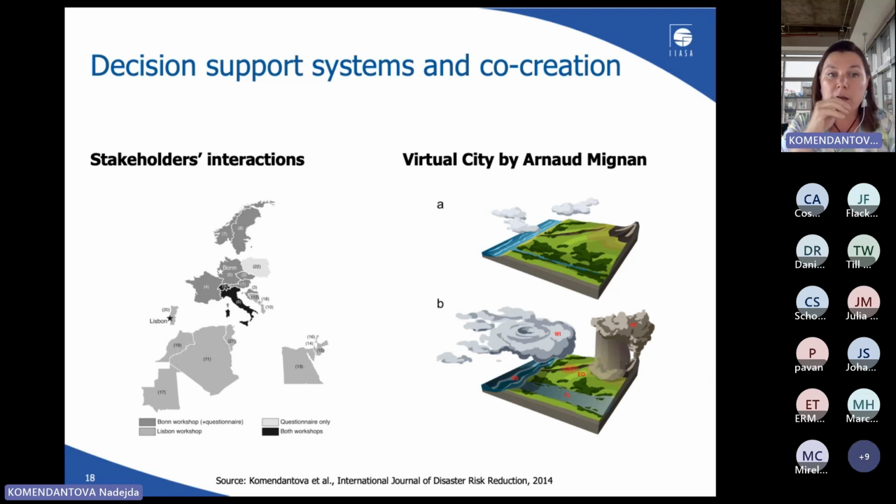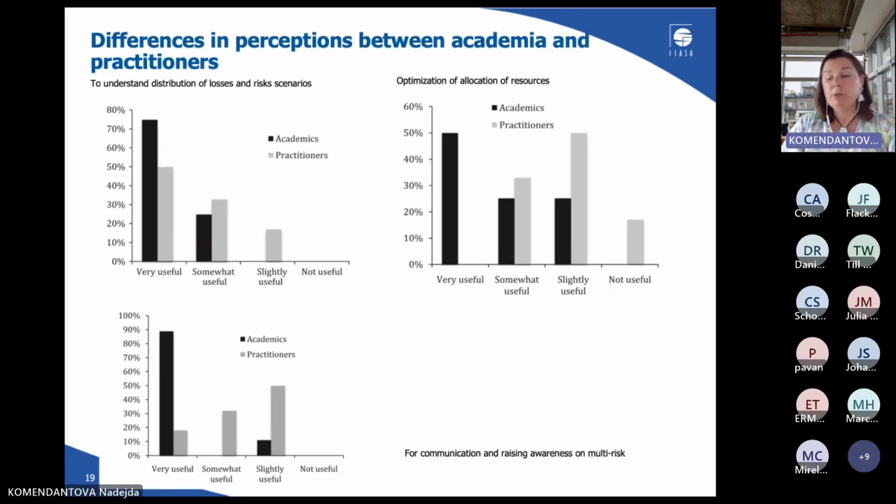And we conducted a number of decision-making experiments with disaster risk reduction authorities, mainly at national level, in various countries of the European Union. So you could see here the map of the countries which were involved. What we found out at the time was quite shocking for us: the perceptions of stakeholders, of practitioners and academia on how this DSS could be used were very, very different, very divergent.